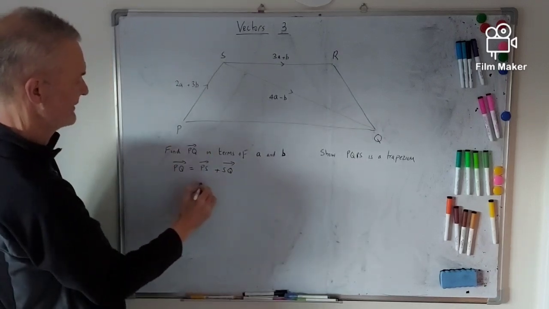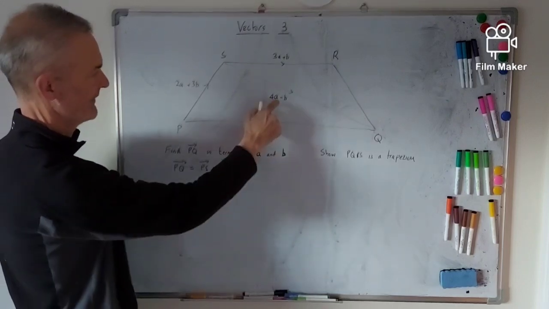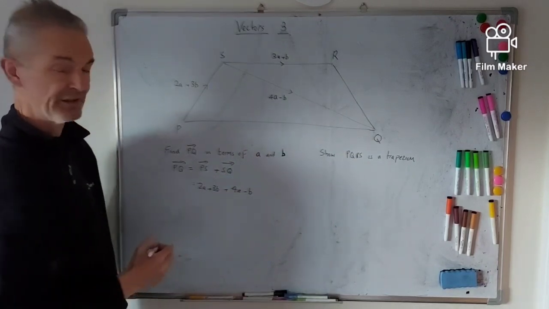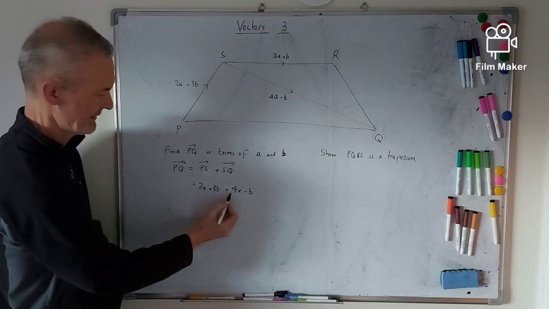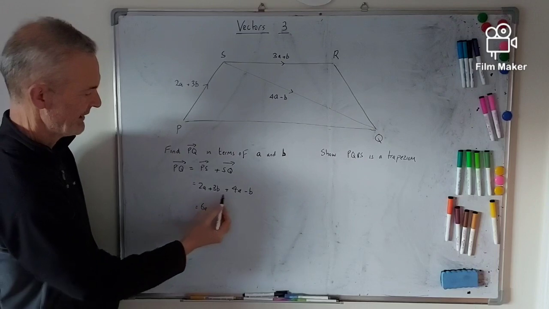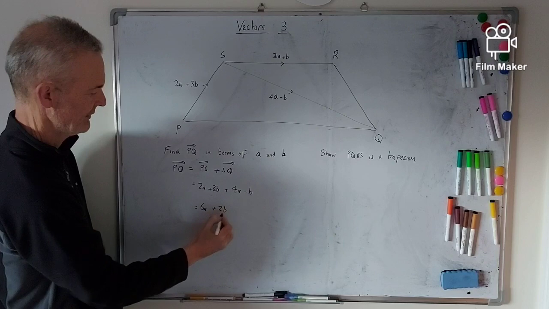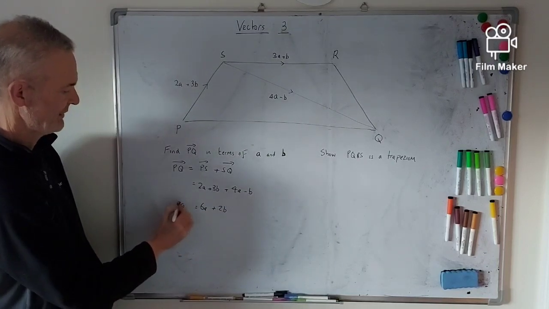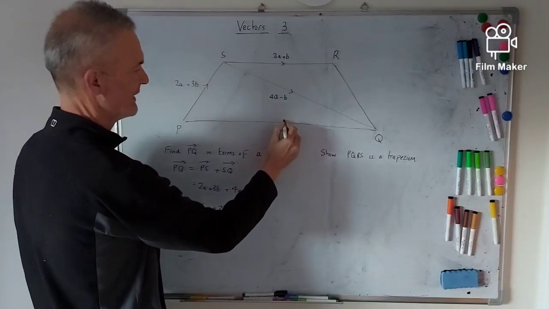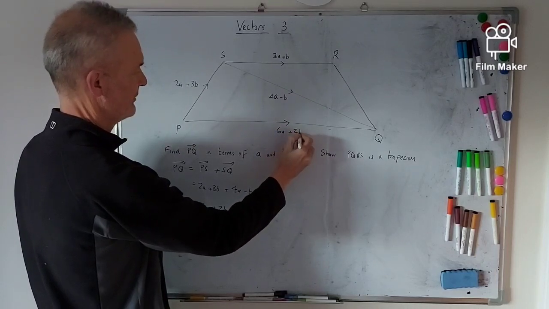So let's put those in. PS is this vector here, so that's 2a plus 3b. And we've got to add to it this vector here, 4a minus b. Then we can summarise those. We've got 2a plus 4a, which gives us 6a, and then 3b minus b, which is 2b. So vector PQ is 6a plus 2b. Let's label that on our diagram.